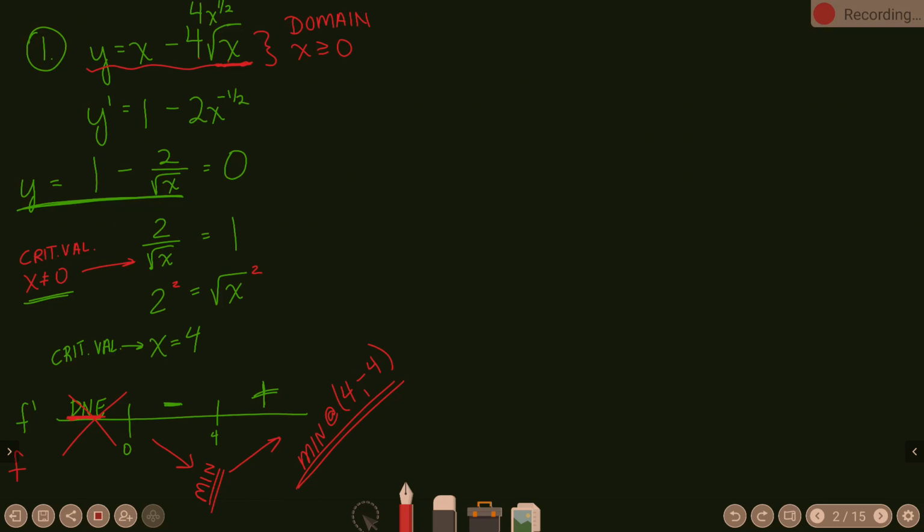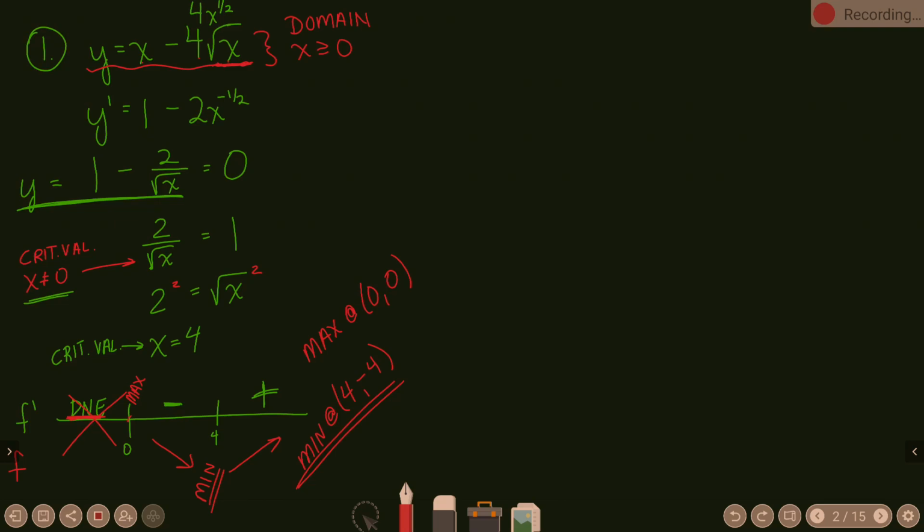With that in mind, we talked about 0 being a critical value, so if it's decreasing from here and then increasing over here, if the graph doesn't exist over here, what's 0 going to end up being? It's going to end up being a max, isn't it? I mean, it's an endpoint, but it's going to end up being a max because it decreases from 0 to 4. So for unusual reasons, that is going to end up being a max. So we are going to have a max at 0, 0, because 0 minus 4 times square root of 0, so 0 minus 0 is 0.